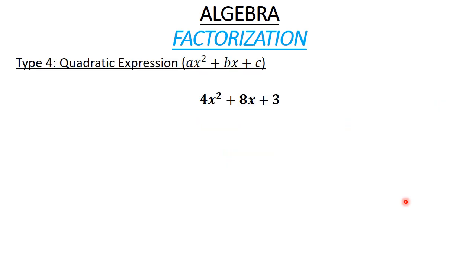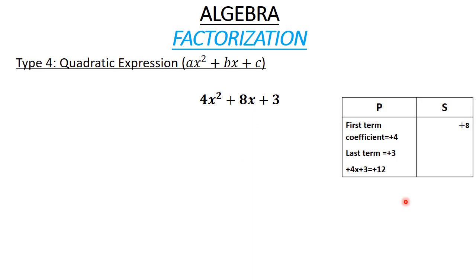Another example, 4x squared plus 8x plus 3. So product first. What's the product? Product: first term coefficient multiplied by last term. So 4 times 3, 12. So these are how I was identifying the first term and the last term, positive 4 and positive 3. You multiply them, you get positive 12. This is your product. Sum is the middle number, positive 8.